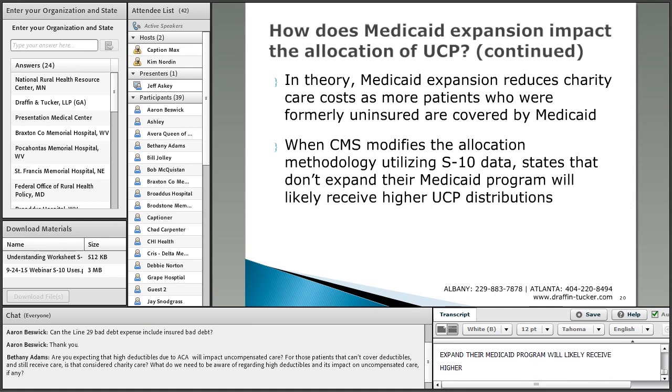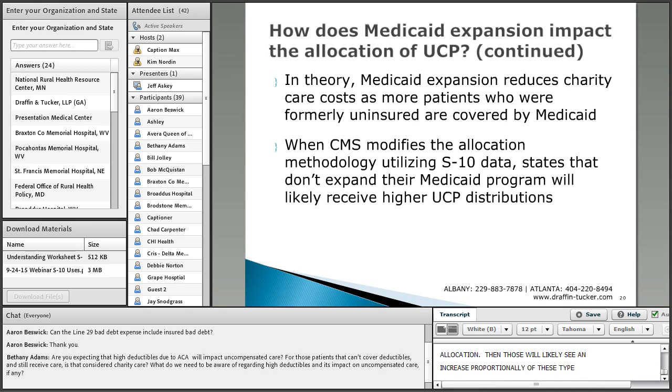Presuming no change to the current allocation method, it would appear that states that have expanded their Medicaid programs will continue to see possibly a growth in their uncompensated care payment distribution, maybe disproportionately so, compared to provider states that have not expanded their Medicaid program. And it's important to reiterate that this is under the current allocation methodology.